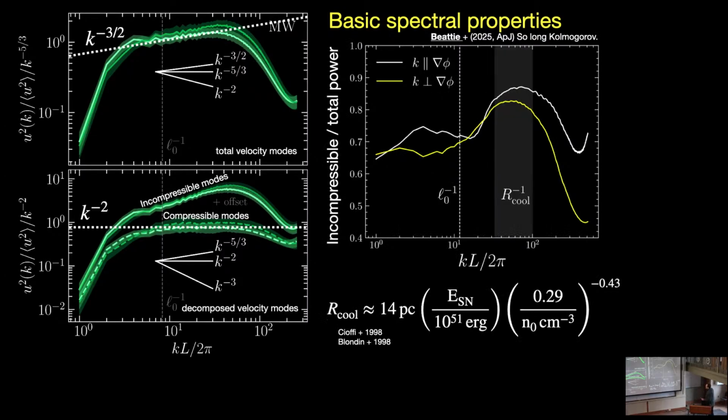Now you can take the ratio between these spectra. I'm just looking at the energy in the compressible modes versus the incompressible modes. Here's the incompressible divided by the total power. What you see is that there's a peak in incompressible energy, i.e. a peak in the eddies, the vorticity, the turbulence, happening at a particular scale. This scale happens to be the wave number of the cooling radius of the average supernova remnants. This is already very, very interesting. Are we seeing a driving scale of the turbulence on these really small scales, scales of order 14 parsecs? Maybe we are.